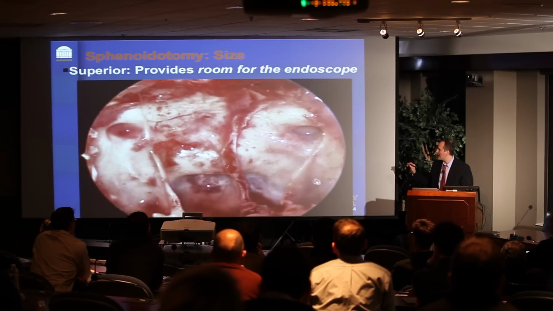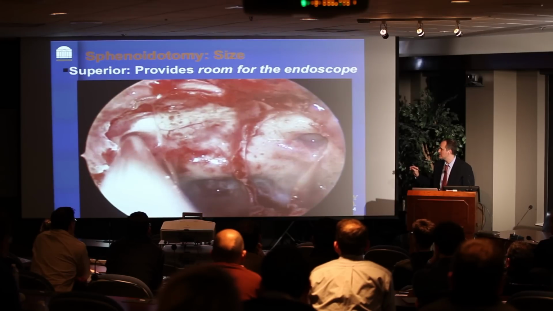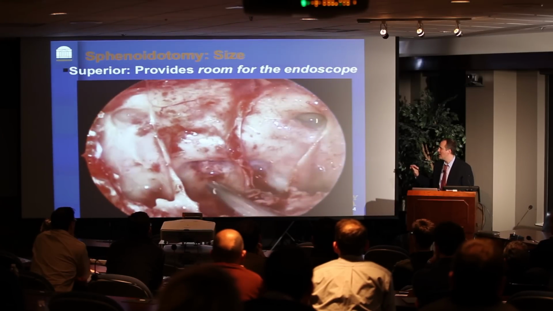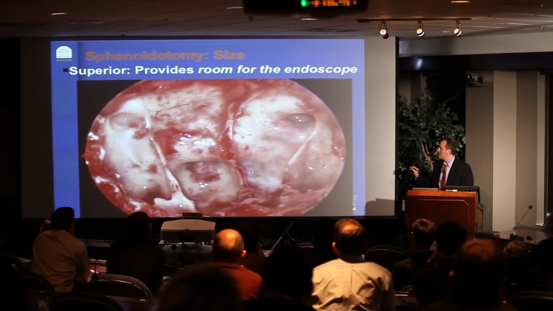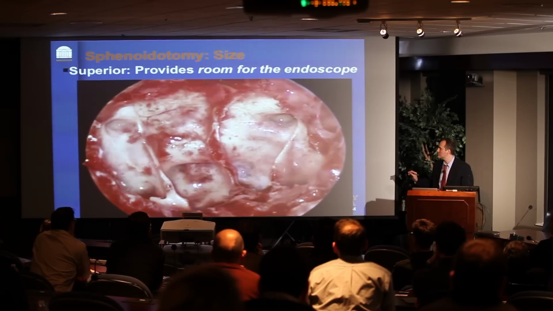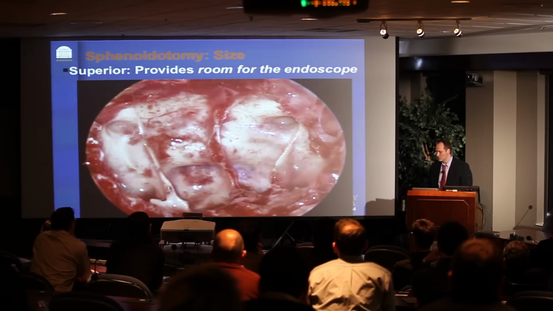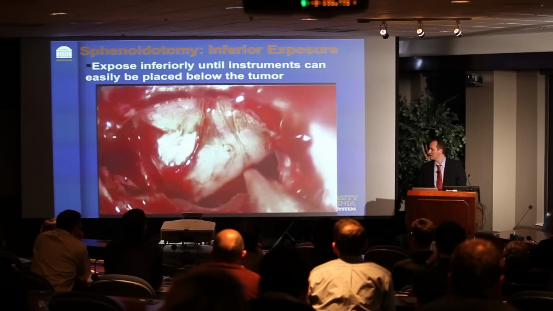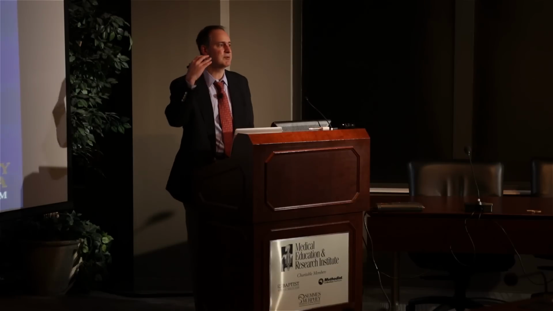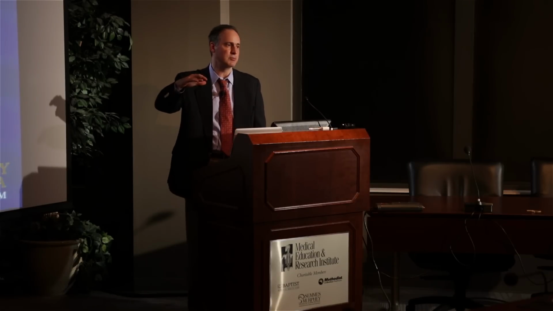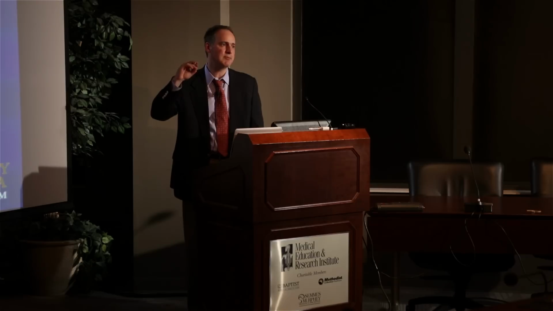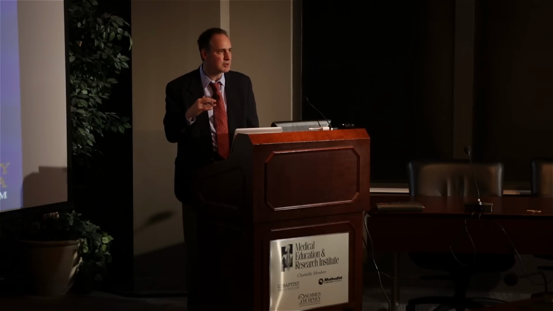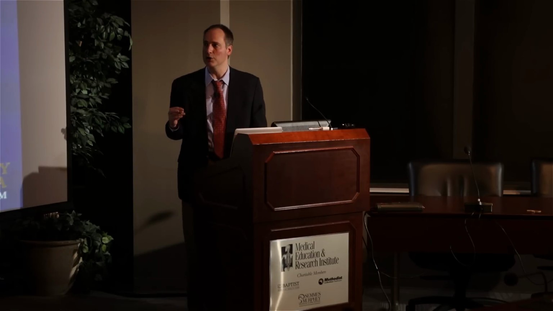But laterally, I like to be able to see both OCRs if they're pneumatized. I want to see where they are. And the superior exposure is seeing most of the planum. Lateral exposure is being able to see the OCRs. And inferiorly, it's simply being able to get your instruments below the tumor. Once you can reliably get your instruments below the tumor, you likely have gone low enough.